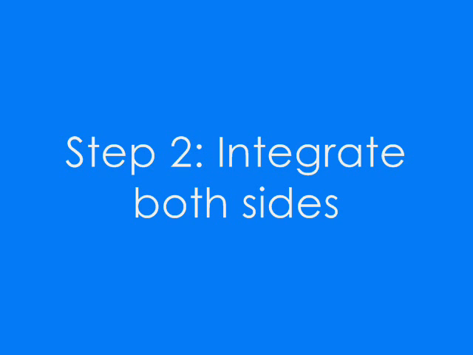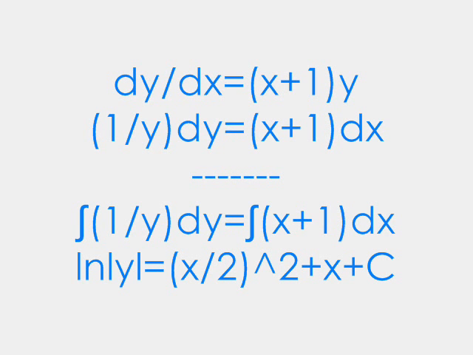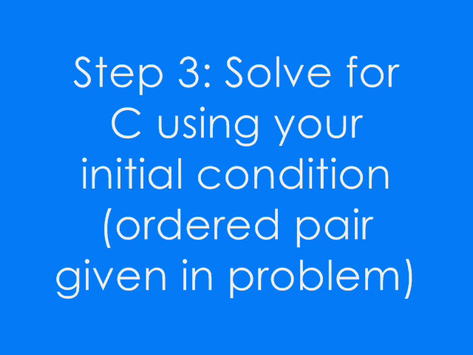Step 2. Integrate both sides. After the previous step, take the integral. Don't forget to add c, but only to one side, because otherwise they will cancel out. Step 3. Solve for c using your initial condition or your ordered pair given in the problem.